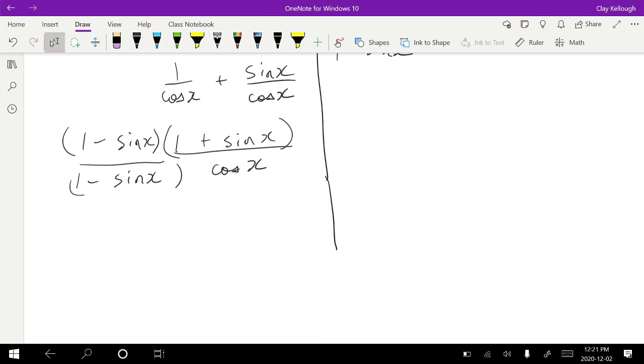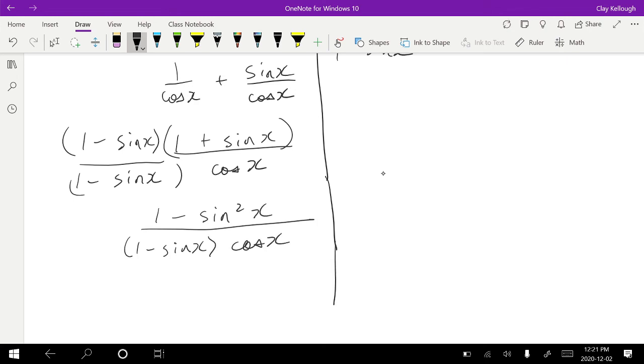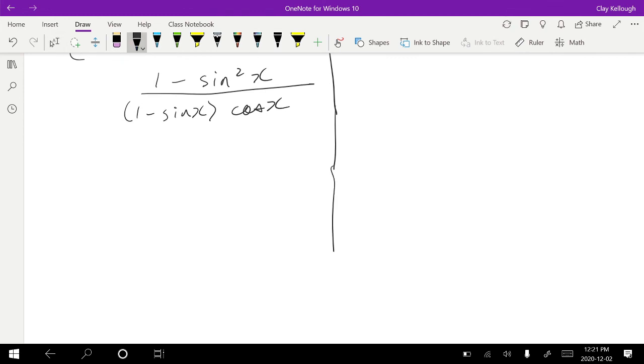Okay, and what's going to happen now? That's going to be 1 minus sine squared x over 1 minus sine x cos x. And what's that going to be? What do I know about 1 minus sine squared? Cos squared. And can you see it now?